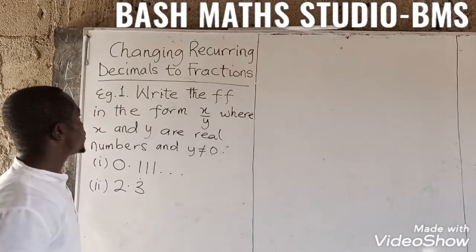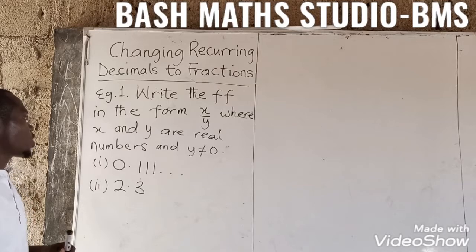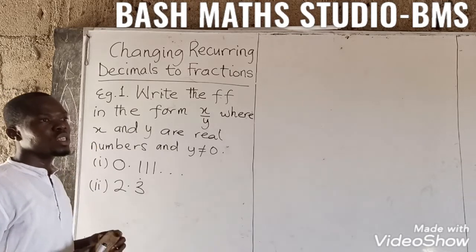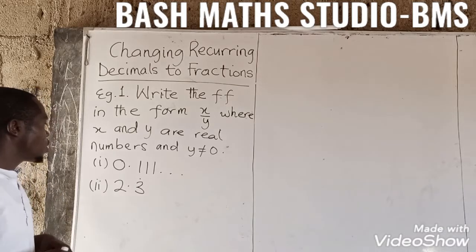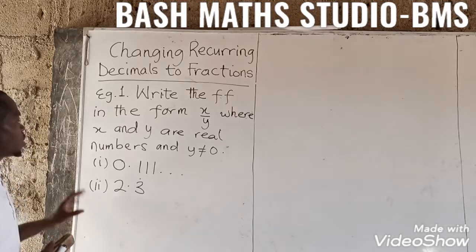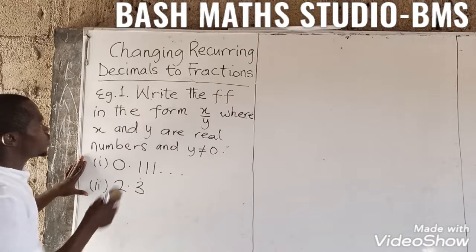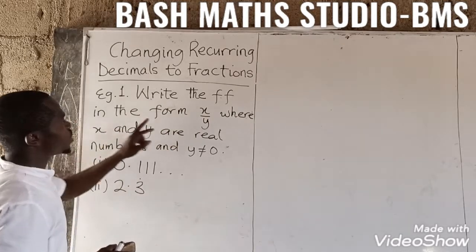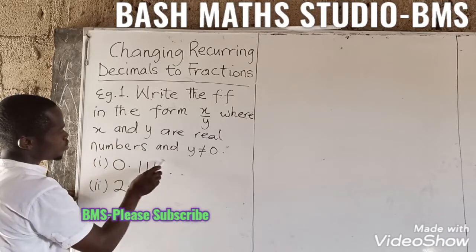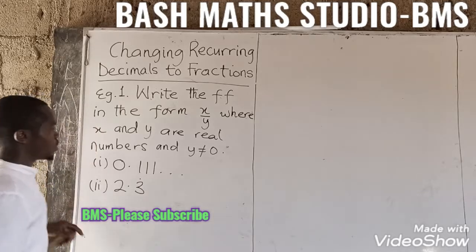Today's episode is going to focus on changing recurring decimals to fractions. In fact, we are going to solve the first example as we indicated in our first video of this episode. We have on the board here these two examples that we should change to fractions. So we write the following in the form x over y, where x and y are just real numbers and y is not 0, because if y is 0 then the fraction is undefined.